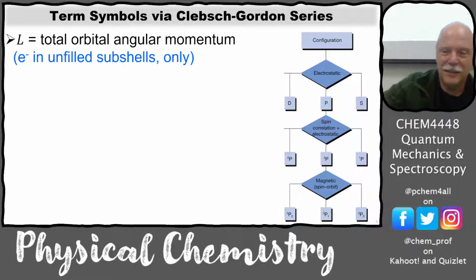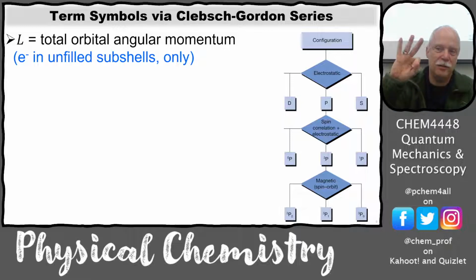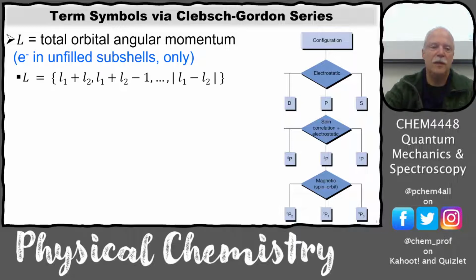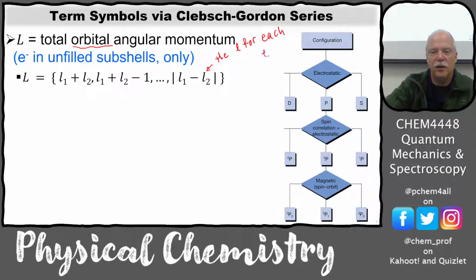So anyway, these are the pieces of the term symbol. There's 3 parts to it. There's the total angular momentum part, and again, just to remind you, we're only looking at electrons in unfilled subshells. And so here's how we come up with the L term. Over here in this little flow chart, they're calling this the electrostatic term, but it's the total orbital angular momentum. So the orbital part is a big piece. And these are the little l's, the l for each electron.